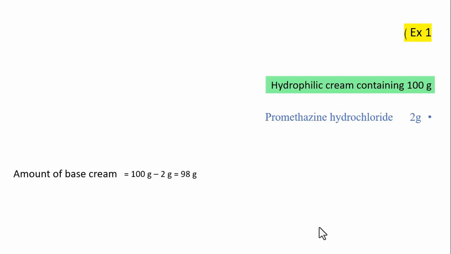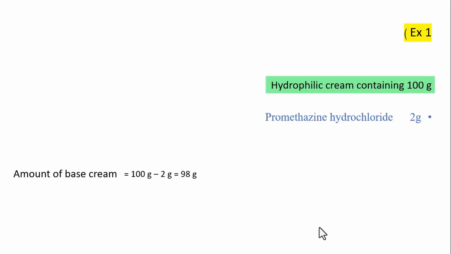In this example, we want to make a 100-gram cream with 2 grams of the main ingredient. Now, in other examples, maybe we want to make a 50-gram cream. Maybe we want to make a 500-gram cream, and the main ingredient is 5 grams, or 500 milligrams. Whatever the case, the calculations are done this way. First, we need to calculate the amount of our base cream. To calculate this amount, we do it like this.